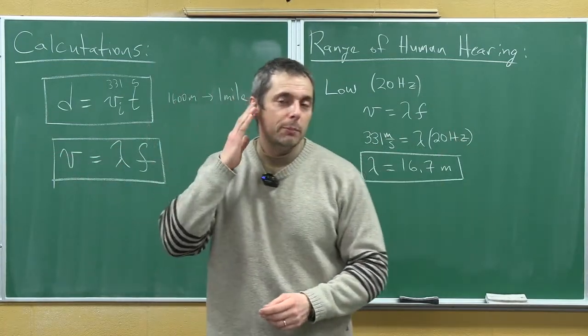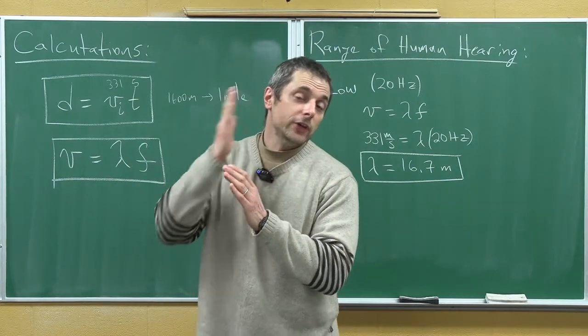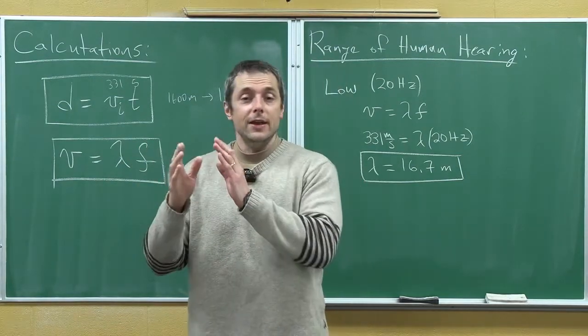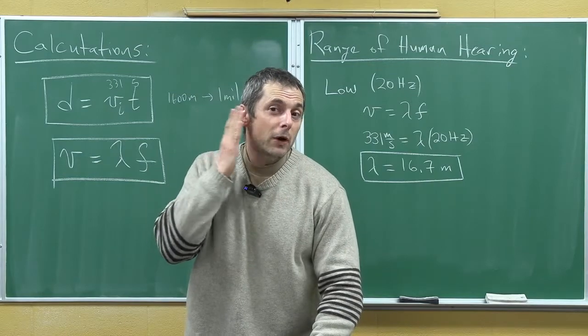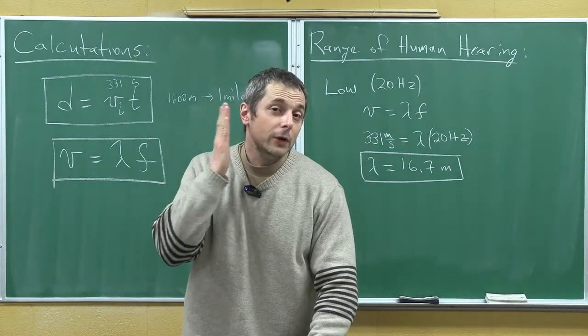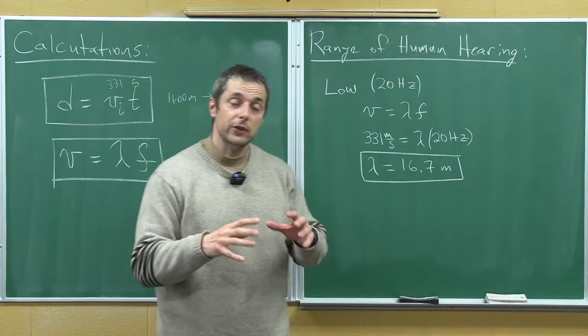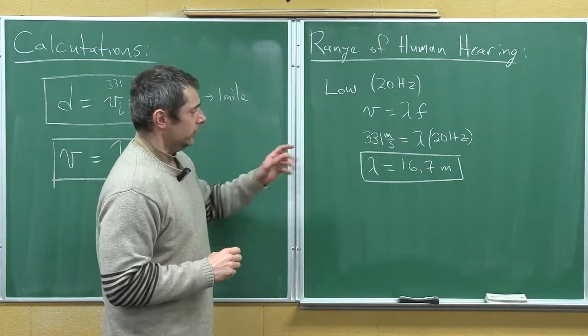And as they come past your ear, each compression goes into your ear and hits it, then it vibrates your ear at 20 hertz, of course much faster, but 20 times a second, and your brain interprets that as that low rumble of low sound.